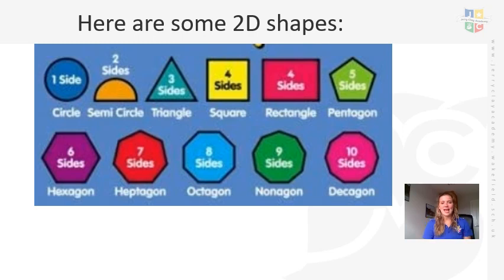Now we have one called a heptagon. So we've had hexagon, we've now got heptagon, which is a seven-sided shape. So say the word heptagon. Fantastic. So we've then got an eight-sided shape.